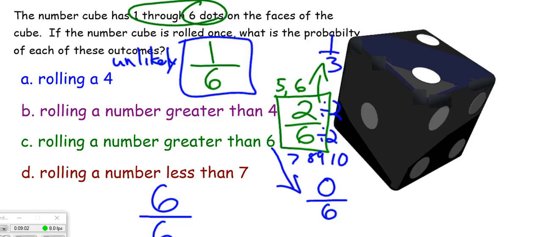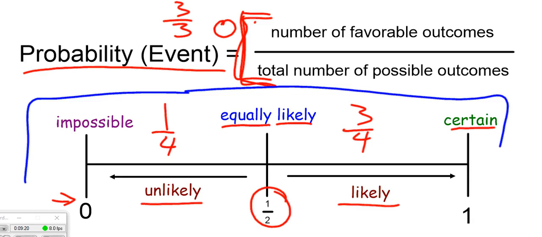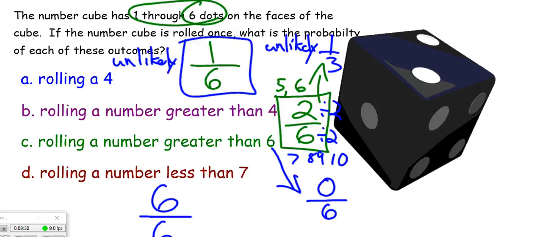Rolling a number greater than 4, right? We came away with a 1/3. 1/3 is still smaller than a half. And so we would say this event is also unlikely. It's not as unlikely as this one, right? Because it's closer. If we were to put these on our line, we got our 1/6 would be about here, and our 1/3 is going to be about here. And so it's a little bit more likely, but overall, it's unlikely.